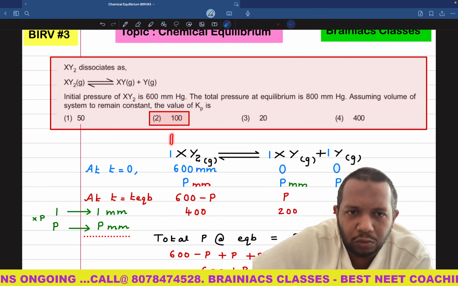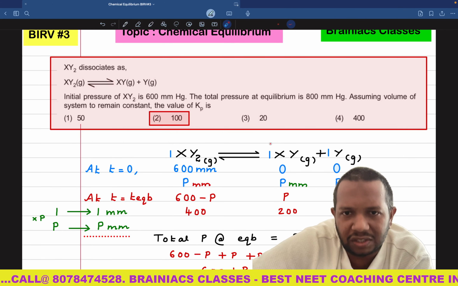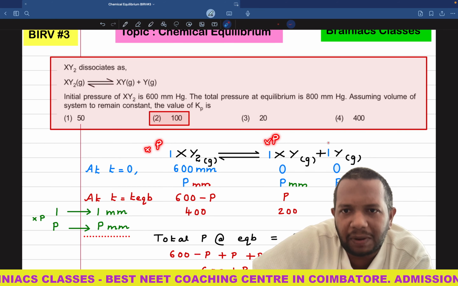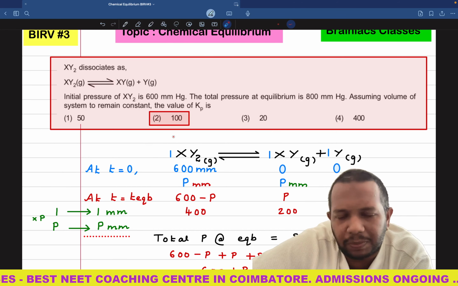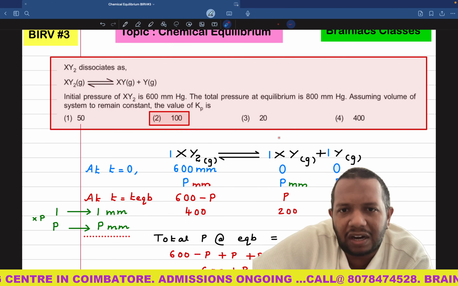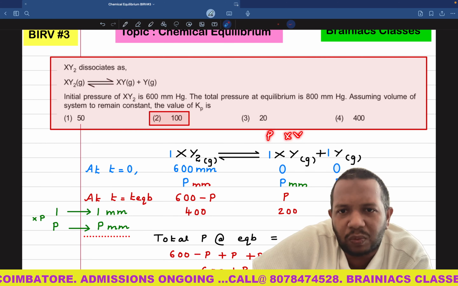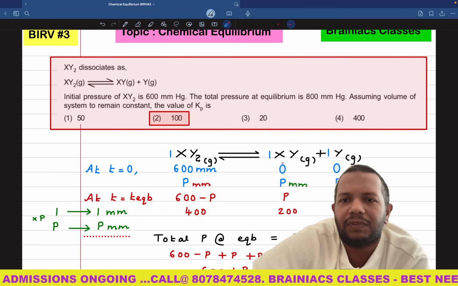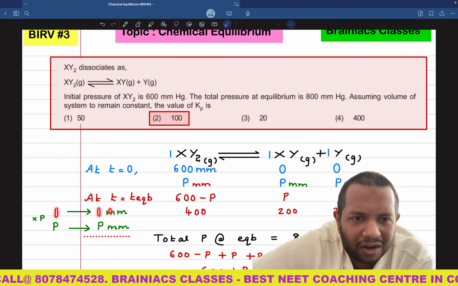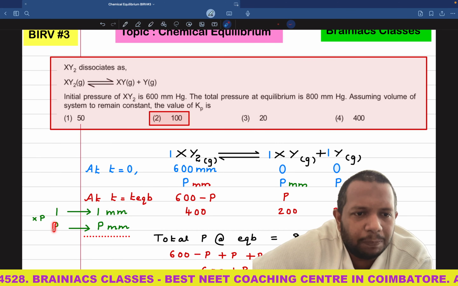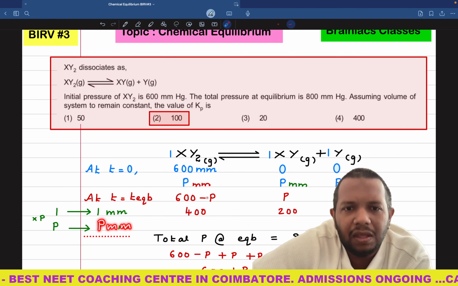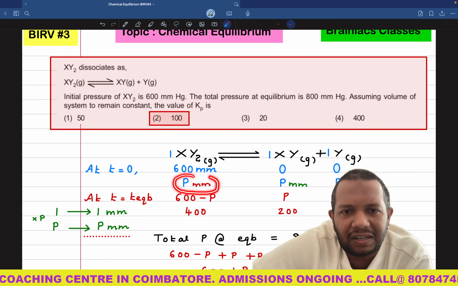So P units of XY2 on conversion will give you, here I am multiplying with the P, so here also you need to multiply with the P, here also you need to multiply with the P. So I can say P units of XY2 on conversion will give you P units of XY and P units of Y. Now let us assume 1 unit has a pressure of 1 mm. Now we know that P units have been converted, so that will have how much pressure? P mm. So that's why P mm is written here.